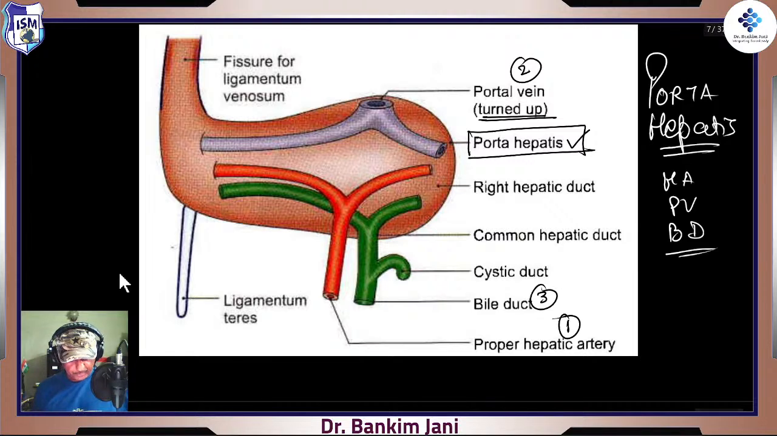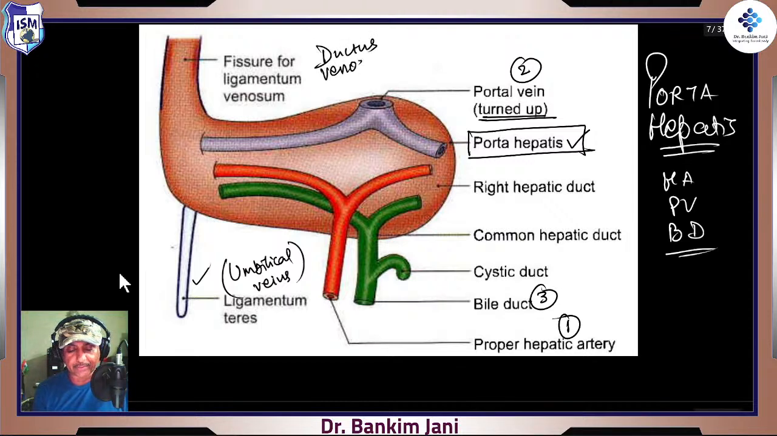Okay. Then yes, ligamentum teres, right? We have talked about it. Ligamentum teres is like a remnant of the umbilical vein. And this is ligamentum venosum, which was like a remnant of the ductus venosus, right?